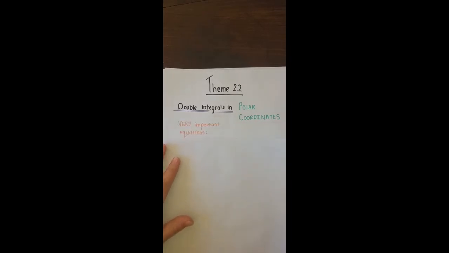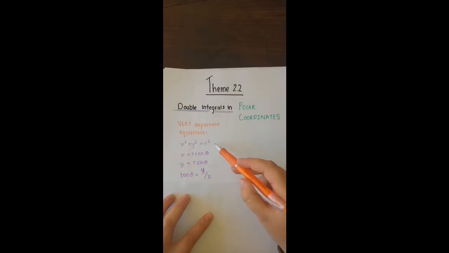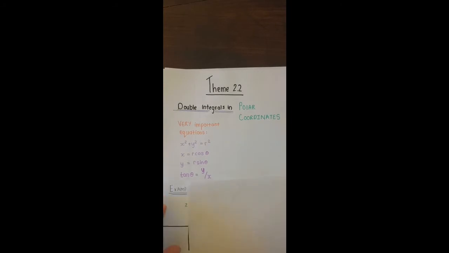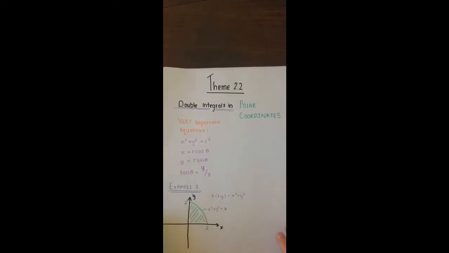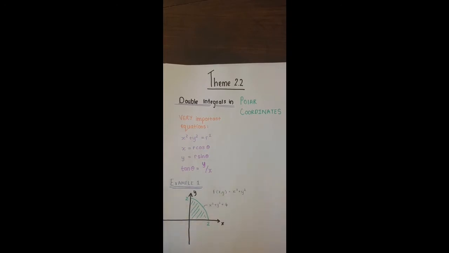There are some very important equations that we use for polar coordinate transformation, and these we will be using. If you want to pause the screen to write them down somewhere, you can do that. First we will do an example to illustrate the difference between the Cartesian coordinates and the polar coordinates.